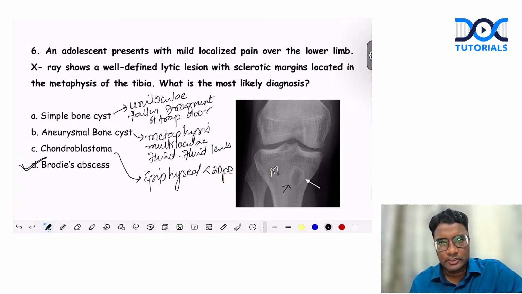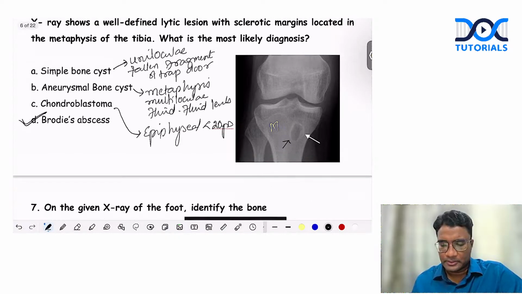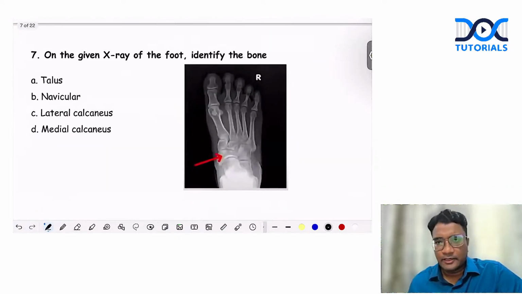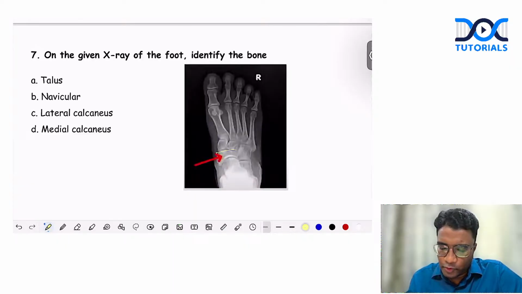So here, this image was a Brodie's abscess. They gave a Brodie's abscess question. Then a radiological anatomy question. They asked an X-ray of the foot and they asked what is the marked bone shown to you. So this bone, which is boat-shaped, this navicular shape or boat-shaped bone that you have, is your navicular, right? So this is the navicular bone. And the talus, the bone that is articulating with the navicular, that is the talus, right?